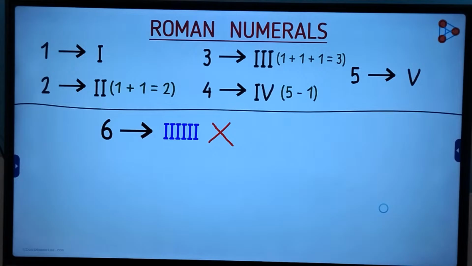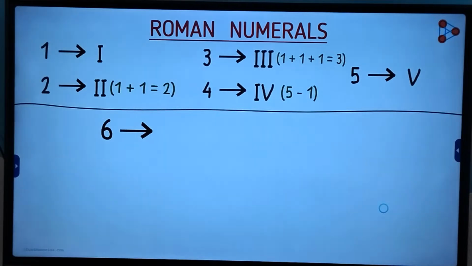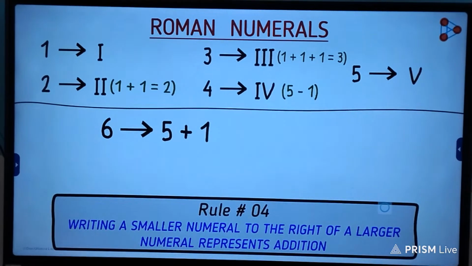No, we can't. As per the rules, we can repeat the symbol only up to 3 times. So for the numeral 6 as well, we will have to find another way to write it. Can you give the answer? Yes, we can write it as 5 plus 1. This time, we have to add 1 to the numeral 5. What have we done here? Next rule answers this question. Let's look at it below.